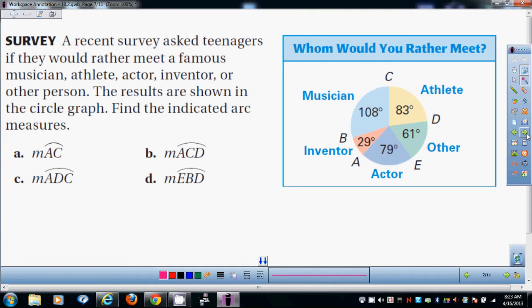Becca, what is arc ABC? Excellent. Arc ABC is 233. From here through D into C, add those up. Lastly, arc EBD. What do you think?